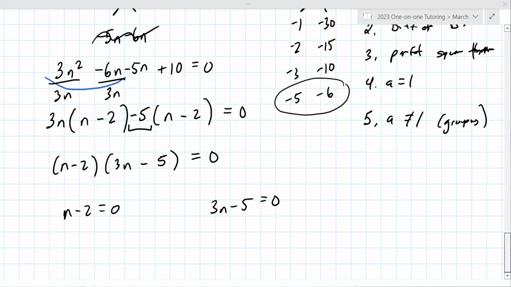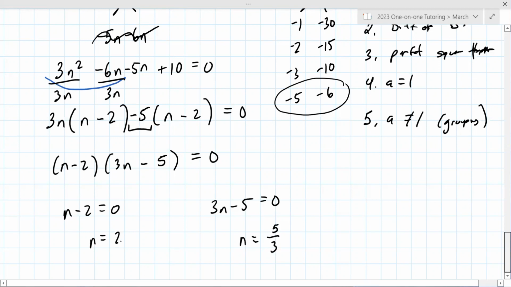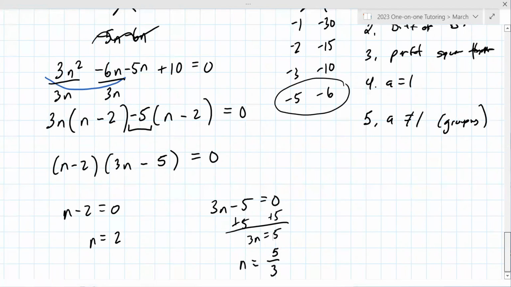Can you give me the final answers for each of these? Sure. 3n equals 5 and n equals 2. n equals 5 divided by 3. You're going to add 5 and divide by 3, and then n equals 2. So you add 5 first. 3n equals 5, and then you have to divide by 3. Okay.